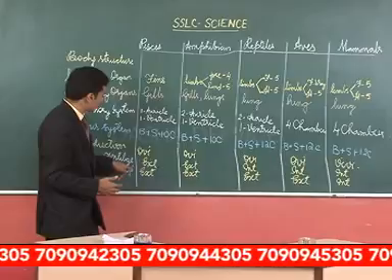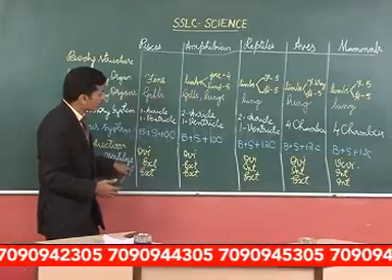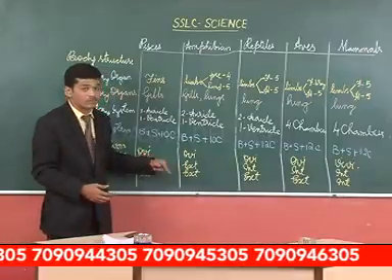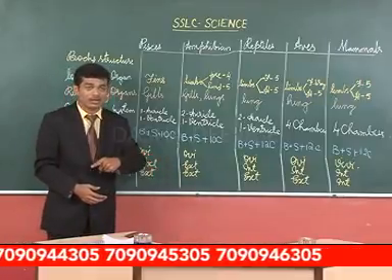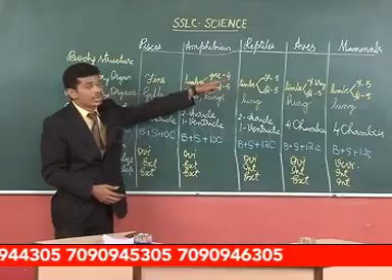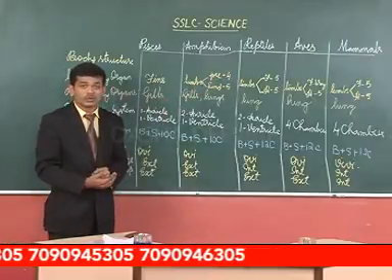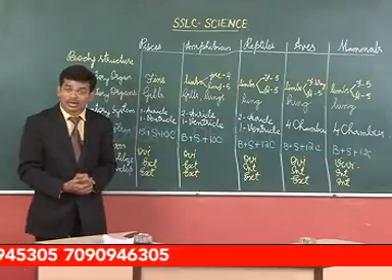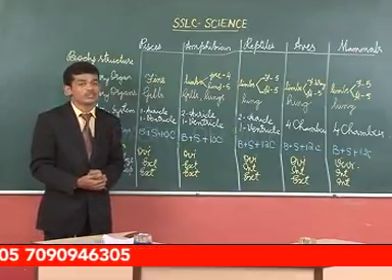And with regard to fertilization, the fertilization is external in case of Pisces and amphibians, but it is internal in cases of reptiles, aves and mammals. So these are all the features of all the 5 classes of the phylum vertebrate.